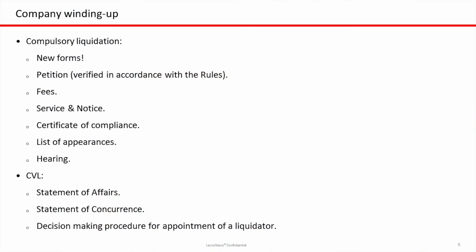The rules in relation to company winding up are now contained in a number of parts. So far as creditors' voluntary liquidation is concerned, those rules are contained in Part 6, and the rules on compulsory liquidation are contained in Part 7. And I propose to deal with both of those types of processes during the course of this webinar. I will start with compulsory liquidation processes.